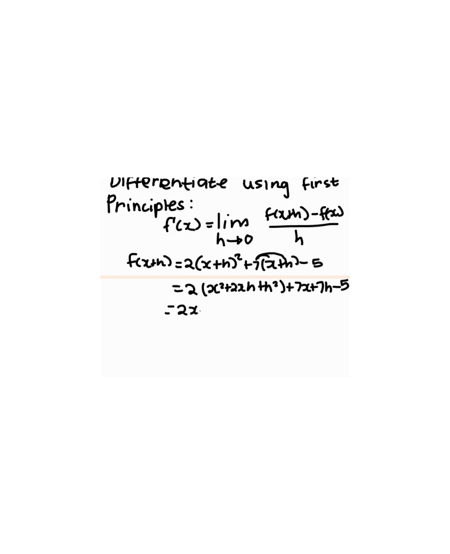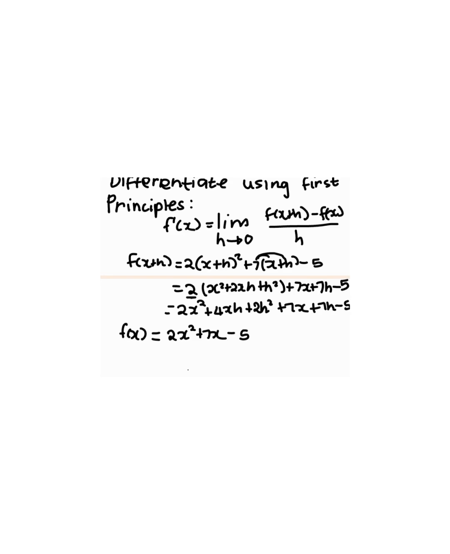And then let us distribute that. We have 2x squared plus 4xh plus 2h squared. So I'm distributing the 2 into the brackets, plus 7x plus 7h minus 5. Do we have any like terms? No, we don't have any like terms, so we keep it at that. And then our f of x is the original, so it's going to be 2x squared plus 7x minus 5. Okay, it's quite a long one.